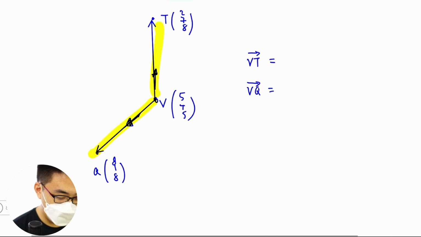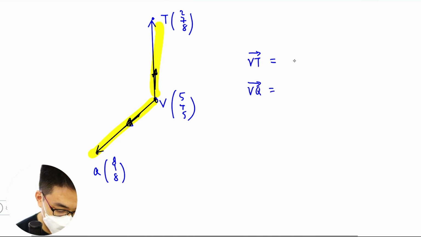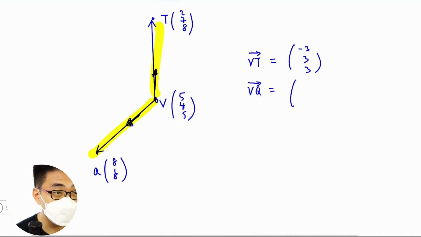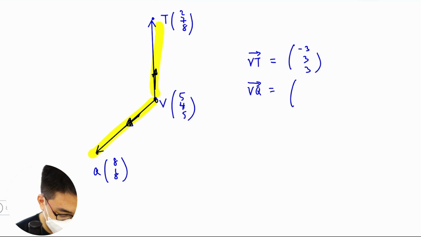I dot these two. Okay, so VT would be T minus V. So minus 3, 7 minus 4 is 3. 8 minus 5 is 3. I can actually divide by positive 3 lah, but I shouldn't do that because later I'm scared you're confused. Okay, so VQ is 3, minus 3 and 3. Good job. So hence theta, okay, cosine theta, or rather VT dot VQ.